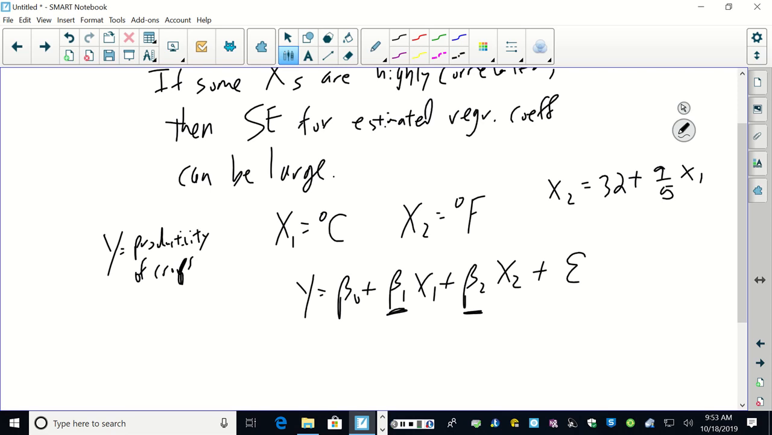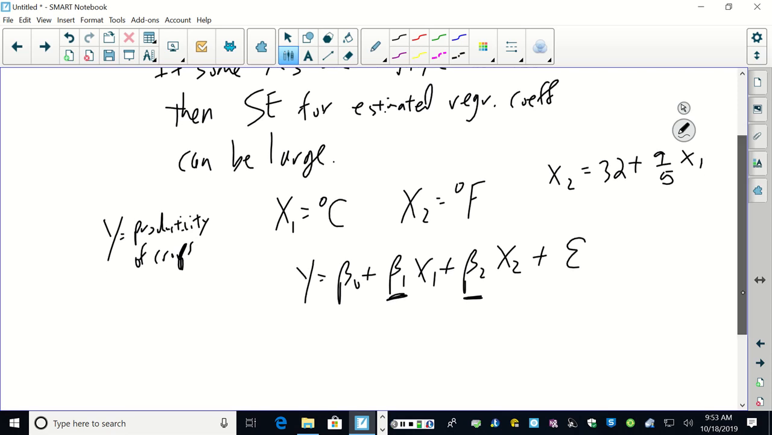Now, that would be extreme, and it would be kind of ridiculous to put exactly the same variable in there twice. And R wouldn't even compute it. It would say these things are perfectly linearly related, and it will just give you an error. So it can't do it. The standard error is going to be really big.